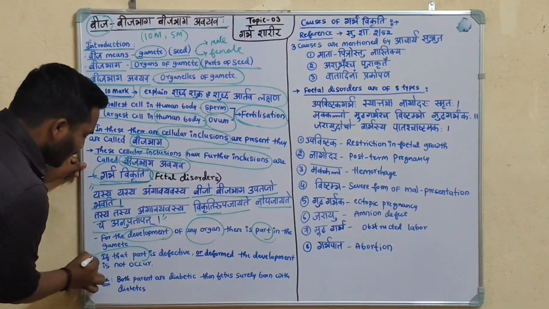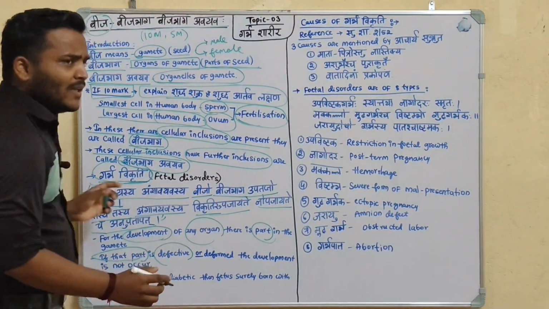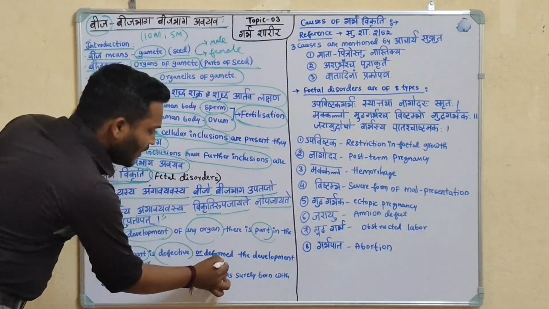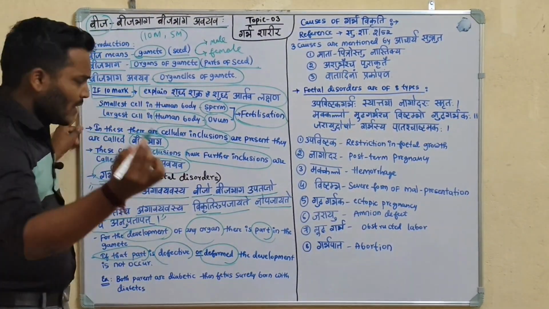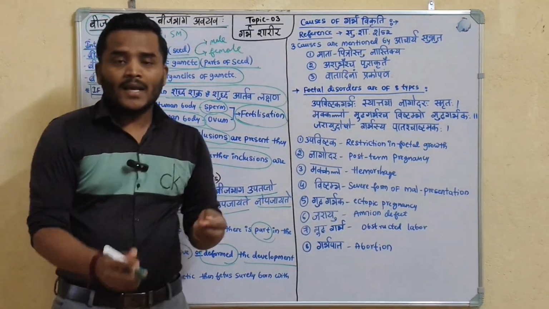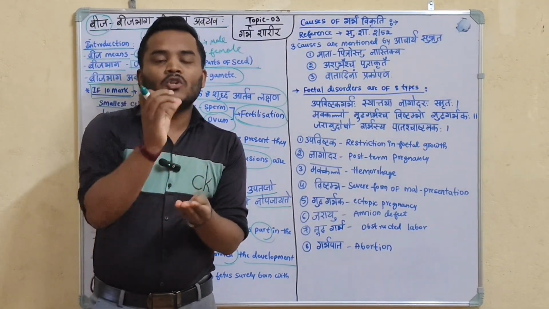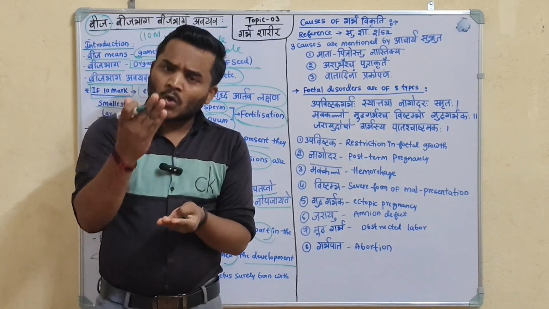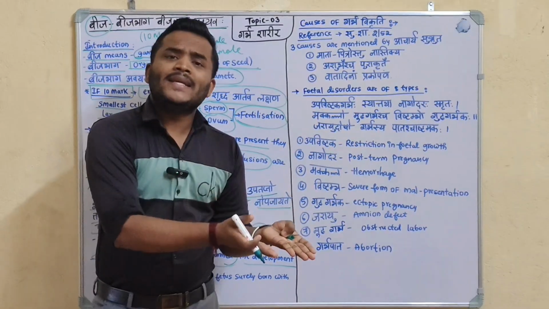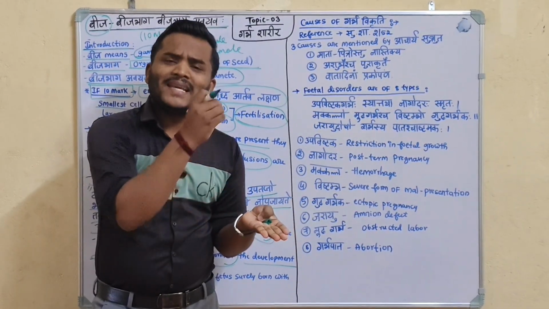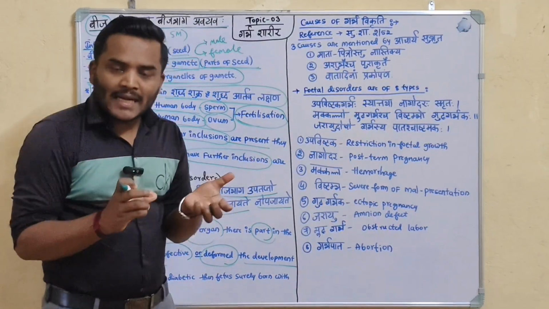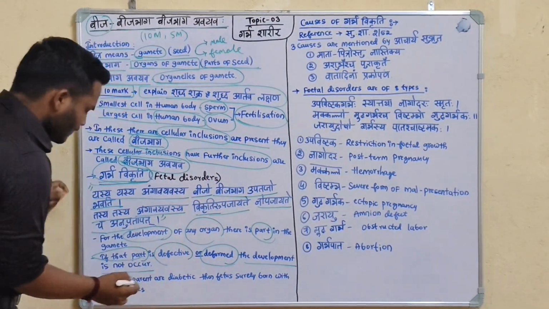If that part of the gamete is defective or deformed, the development does not occur. देखो यार, गैमेट में ही क्या है, दोष है, तो फीटस ग्रोथ होगा क्या? नहीं होगा, डेवलपमेंट भी नहीं होगा, क्योंकि गैमेट ही डिफॉर्मिटी किसमें है? गैमेट में है. दैट्स व्हाई कंजेनिटल डिसऑर्डर्स आर ऑकर.